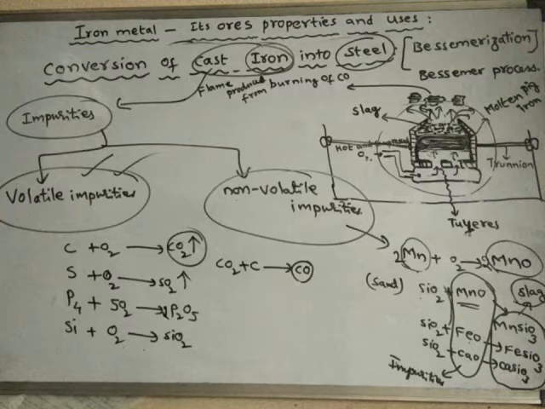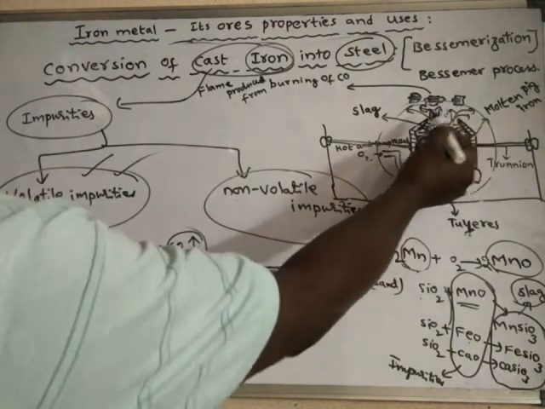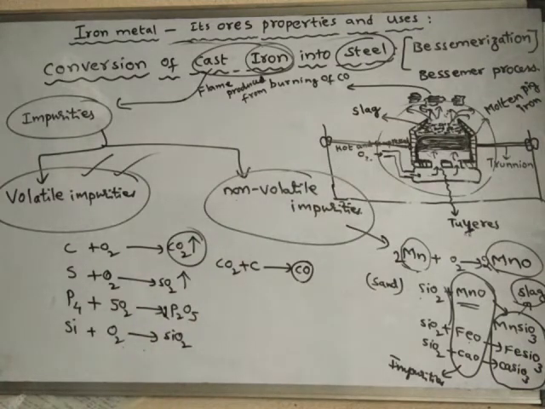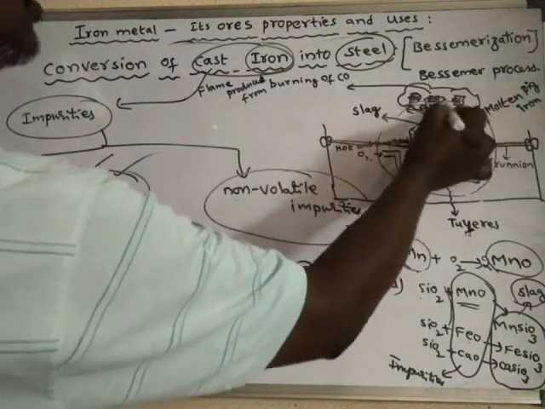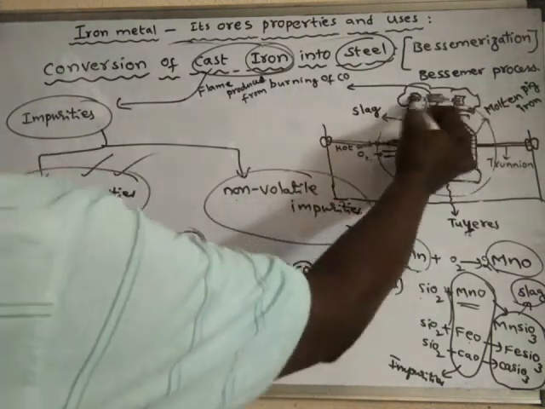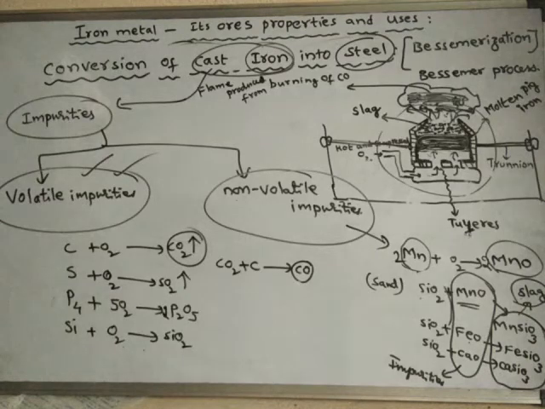In these gases, carbon monoxide is there. Carbon monoxide catches fire and burns with a bright flame at the nozzle. Nozzle means opening. So at this opening you will find bright flames. These flames are due to the burning of carbon monoxide at the nozzle.